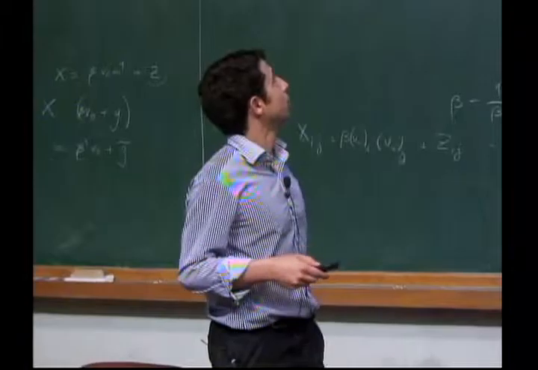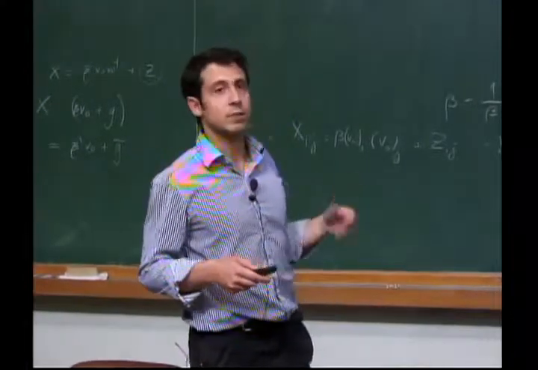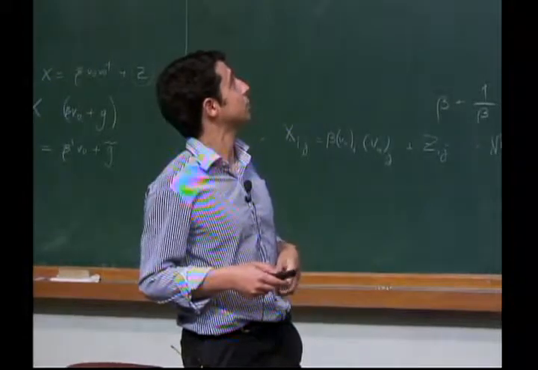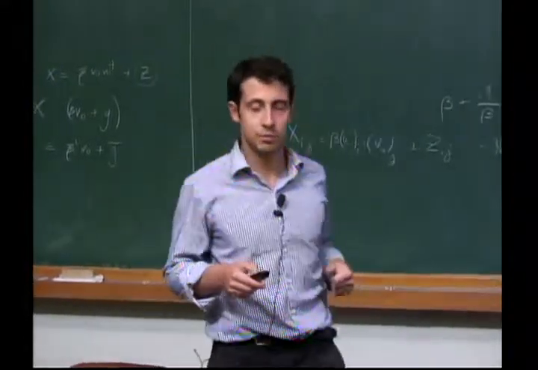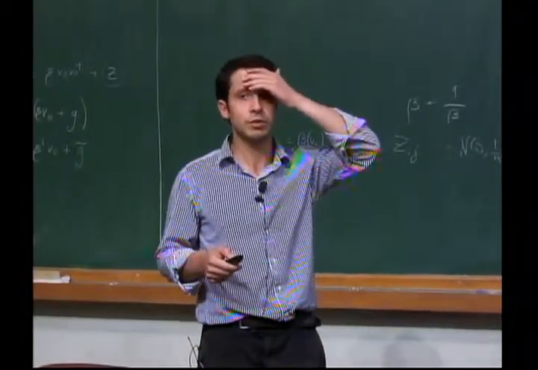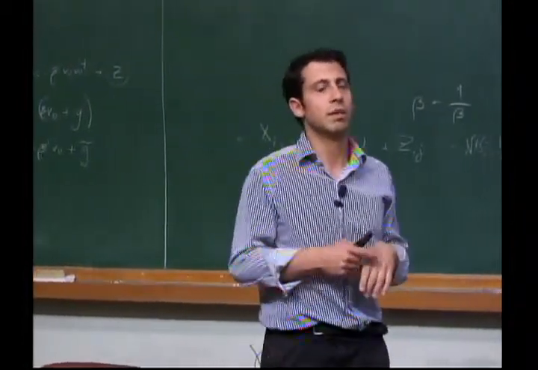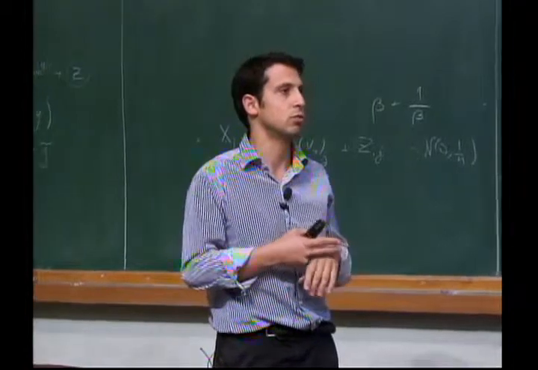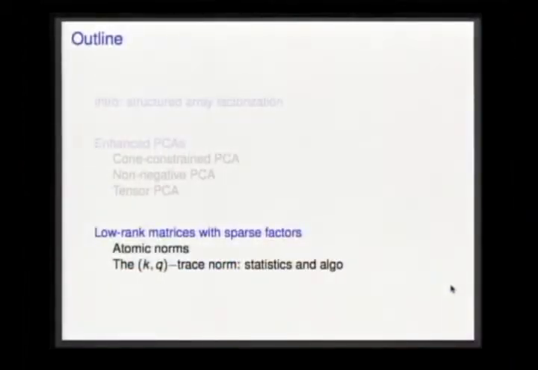I was planning to go on to do the tensor PCA and the low-rank matrices with sparse factors in the second part, but okay, I did the tensor in the first part. So basically, we started talking about rank 1 models with structures, and then we tried to extend it to higher order tensors, so to get the order larger than 2.